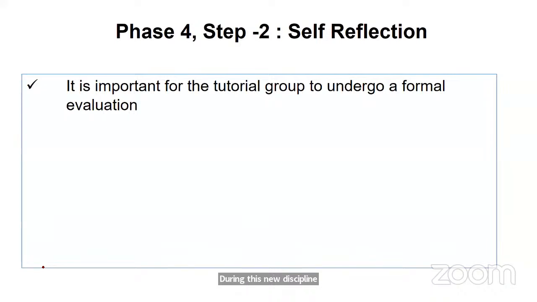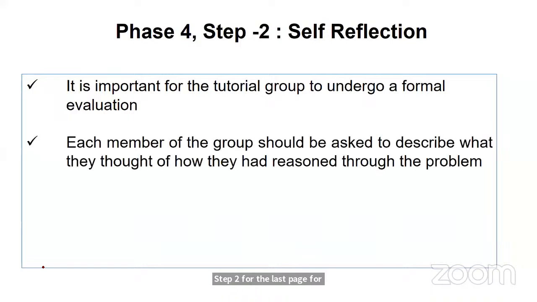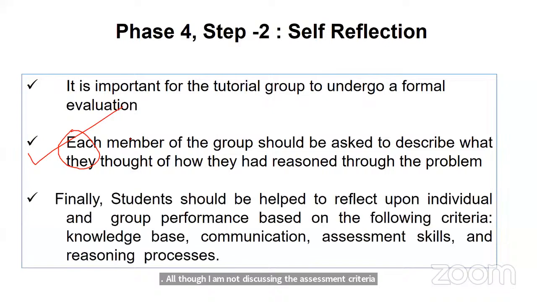Step 2 for the last phase is called self-reflection. It's very important for the tutorial group. Here, each member of the group should be asked to describe what they thought of how they had reasoned through the problem. In this way, the assessment criteria will be much easier. Although I am not discussing the assessment criteria in detail, this step will help the external expert or the tutor to assess the team.